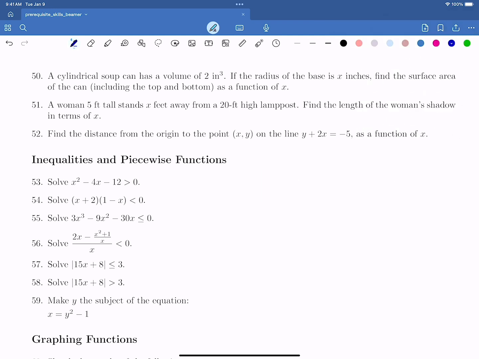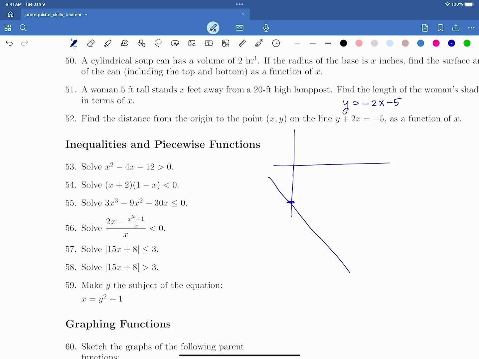Find the distance from the origin to the point on the line y plus 2x equals negative 5 as a function of x. Okay, we don't need a graph, but it might help to understand what we're looking for. We've got this line. Let me write this line in slope-intercept form. So y equals negative 2x minus 5. All right, we've got this line, y-intercept of negative 5. Slope is negative 2. So this line is something like that.